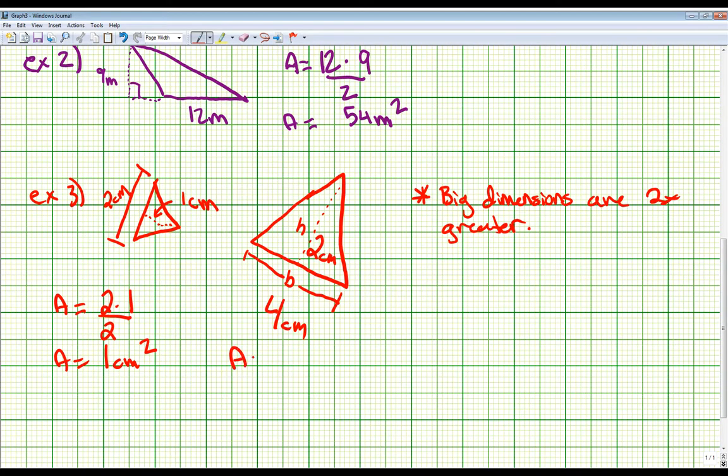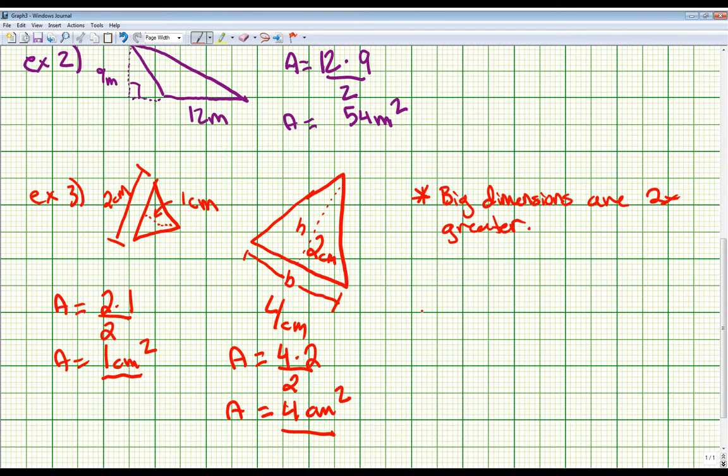The area of the larger butterfly wing, our base is 4, so we have 4 times 2, base times height, divided by 2. So the area of the large butterfly wing, 4 times 2 is 8, divided by 2 would be 4 centimeters squared. If you take a look at our answers here, we have 1 centimeter squared versus 4 centimeters squared. Our dimensions are 2 times greater, the bases and the heights. However, our areas are not 2 times greater. From 1 to 4, it's 4 times greater.